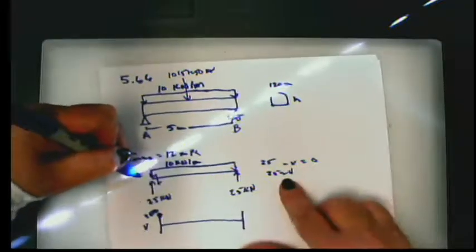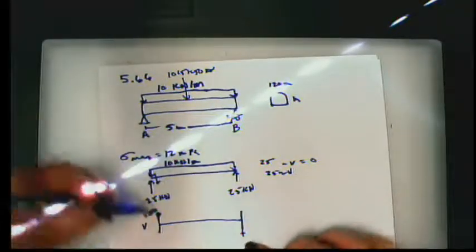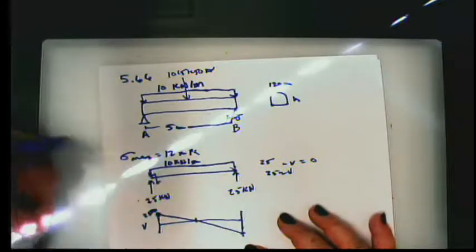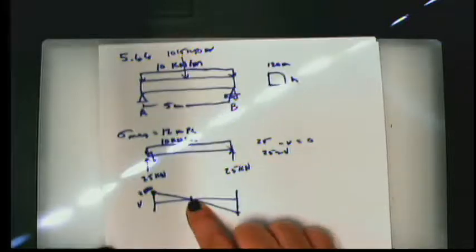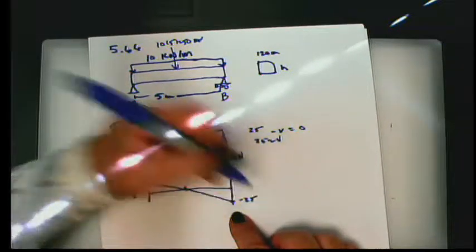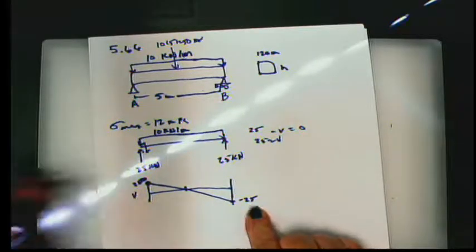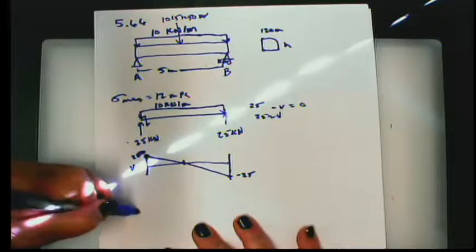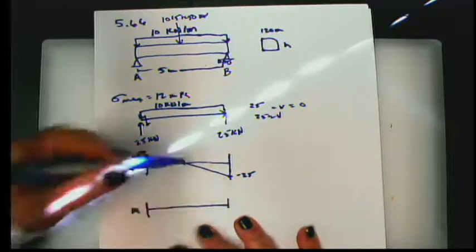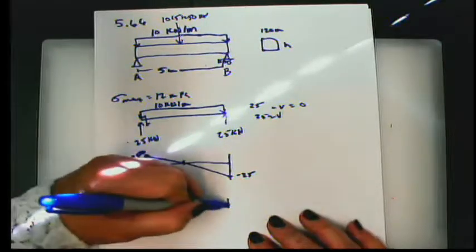Over here, we're going to have a minus 25 for the same reason, and it's going to cross right in the middle, isn't it? So right there, we're going to have a shear of 0. Here, we're going to have a shear of 25. Here, we're going to have a shear of negative 25. Okay? For our moment diagram, because we have fixed supports, it's going to be 0 here and 0 here.